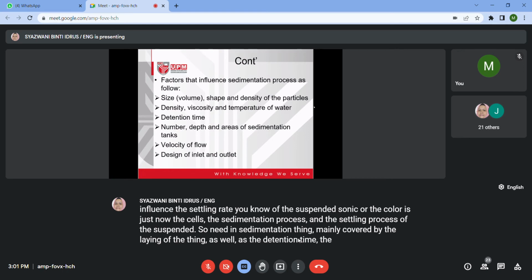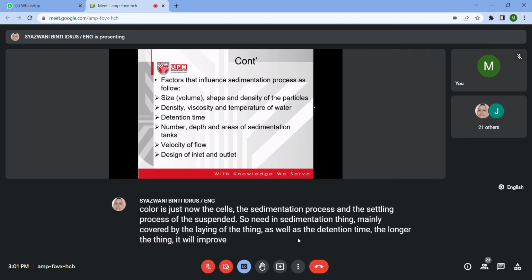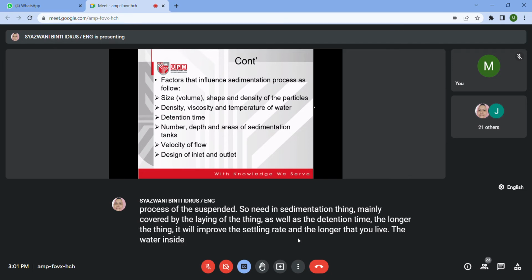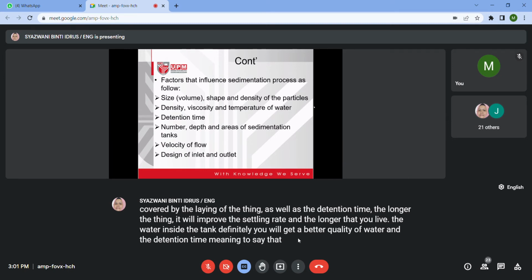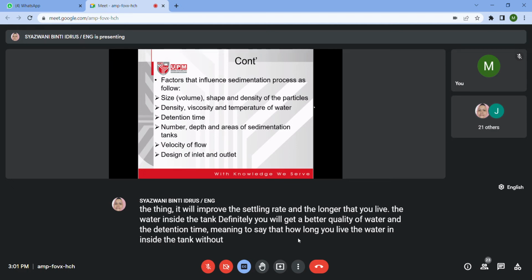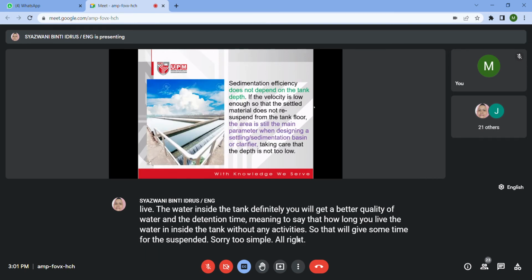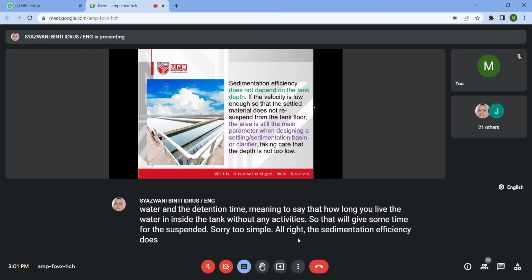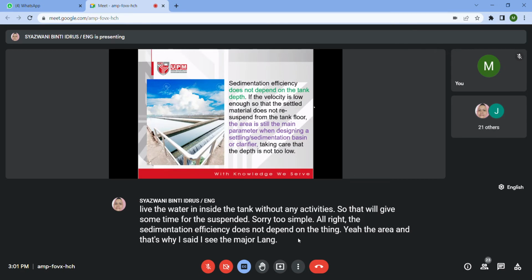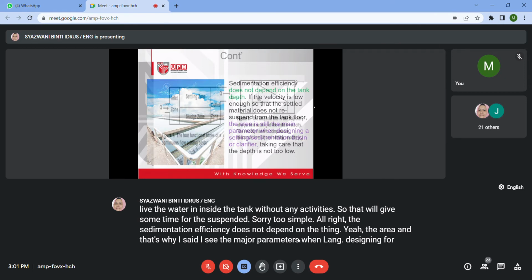The longer the tank, the better the settling rate, and the longer you leave the water inside the tank, definitely you will get better quality water. The detention time means how long you leave the water inside the tank without any activities, which gives time for the suspended solids to settle. The sedimentation efficiency does not depend on the depth of the tank. The area, that's why I said the length, are still the major parameters when designing a sedimentation basin.